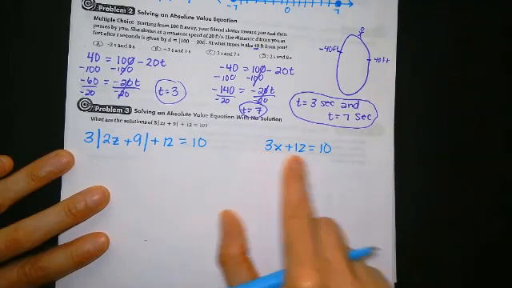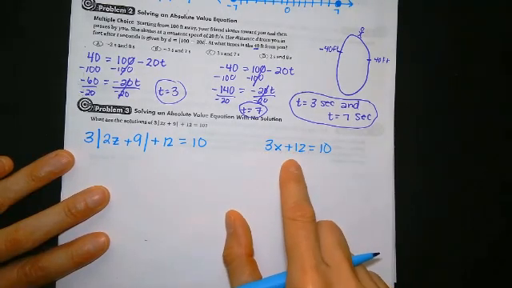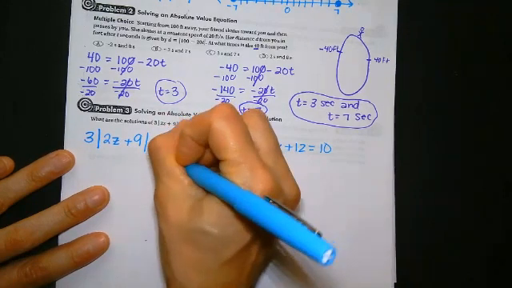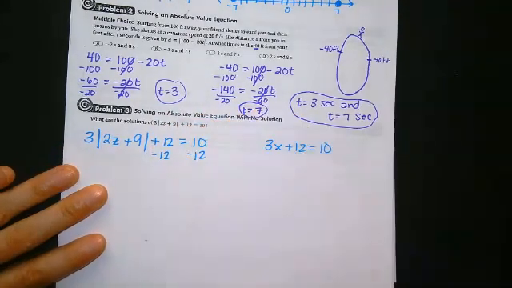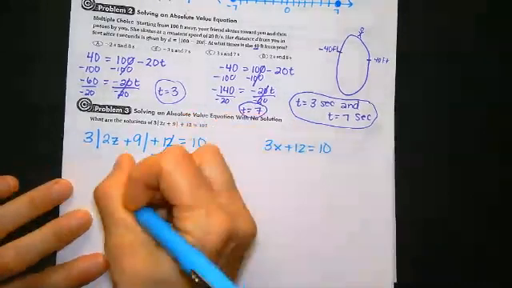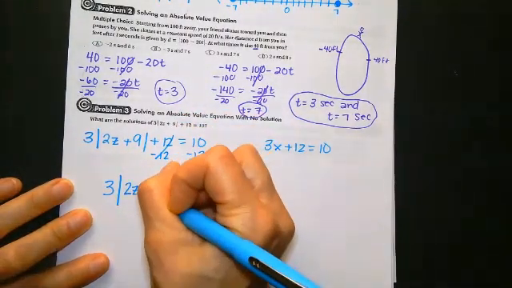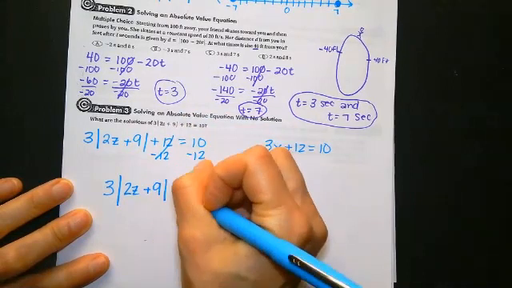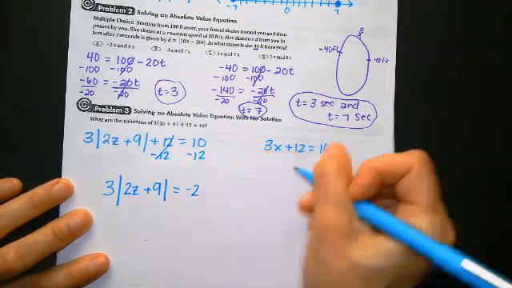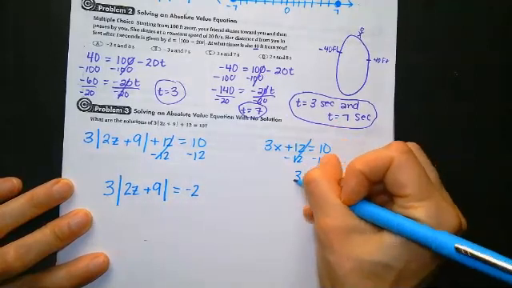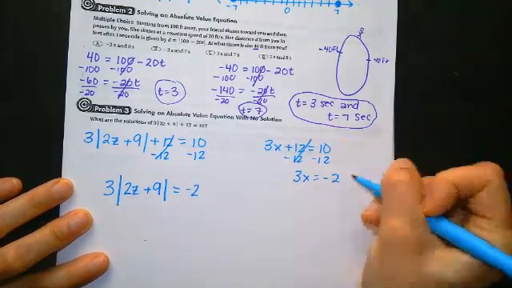So the first move you would make if you were going to solve this equation would be to subtract the 12. So that's what we're going to do here. We're going to subtract the 12 from both sides. So that leaves us with 3, and then on the inside of the absolute value is 2z plus 9 still equals now negative 2. If we had done that here, we would get 3x equal negative 2, right?